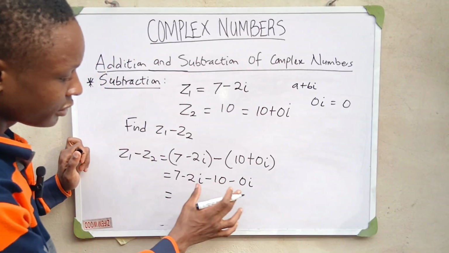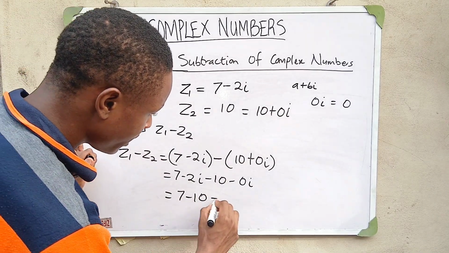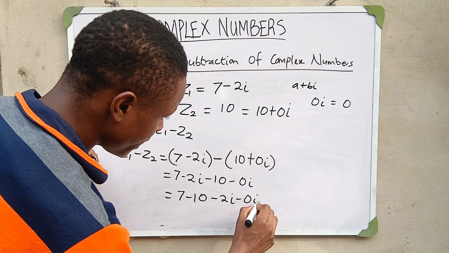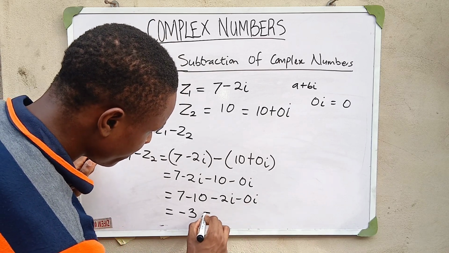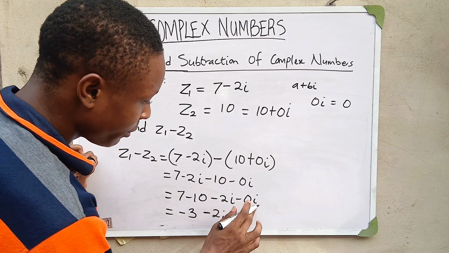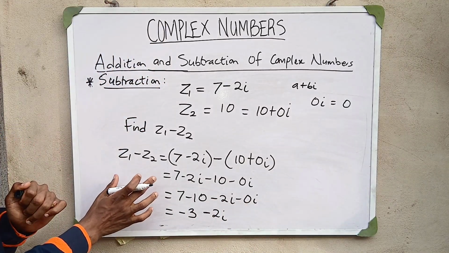So we take corresponding real parts and corresponding imaginary parts. So we have 7 minus 10 and minus 2i minus 0i. So this is equal to minus 3 minus 2i. Minus 2i minus 0i is minus 2i. This is our answer for z1 minus z2.